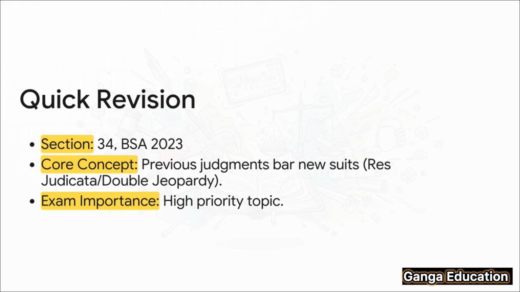All right, let's do a super quick revision of everything we've learned. What's the section? Section 34 of the BSA 2023. What's the core concept? It's about the relevancy of a previous judgment that bars a new suit or trial, which we know as res judicata, or, in a similar vein, double jeopardy. And its exam importance? It's a high priority topic for both judiciary and APO exams.